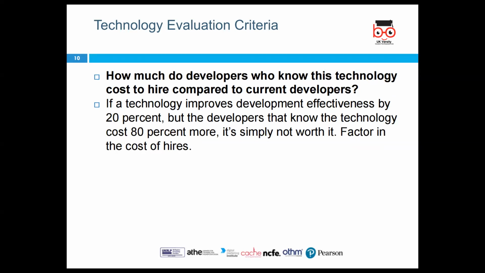Another criterion: we have to know how much the developers who know this technology cost to hire compared to current developers. These are statistics. So we need to understand the company culture and what the main goal is. Depending on companies and budgets, they will have different types of criteria when it comes to hiring new interns and focusing on developing the team. So we need to understand these statistics and look into how this can be done.